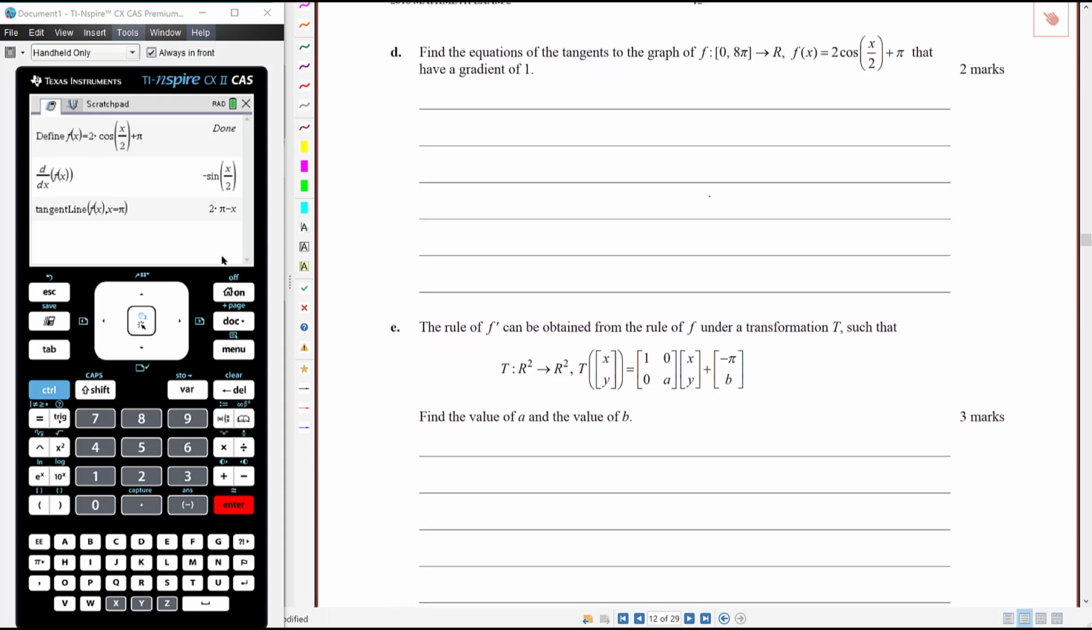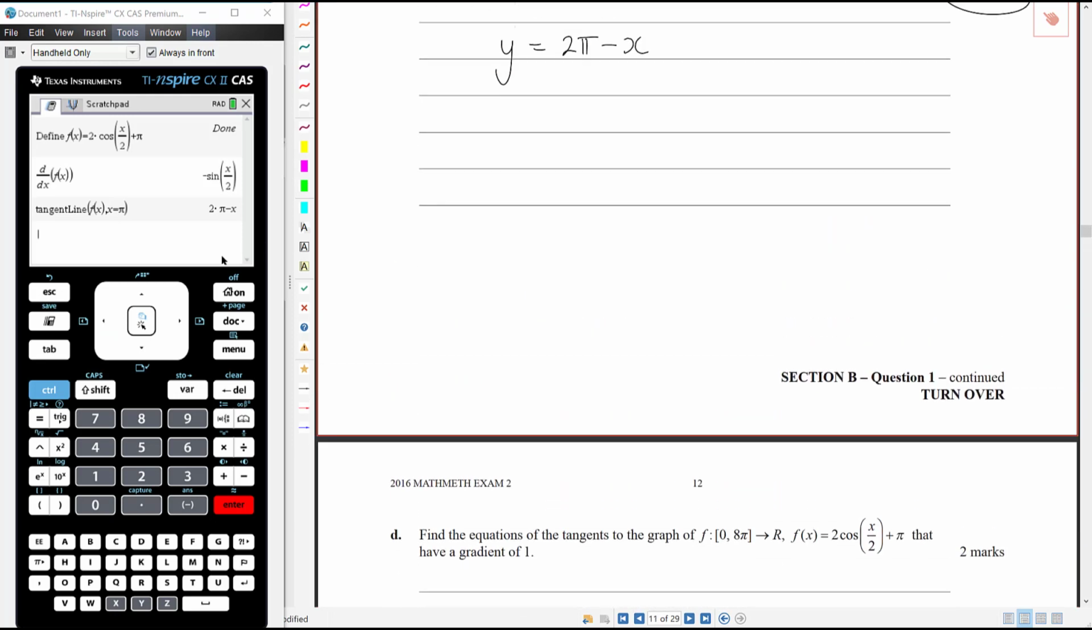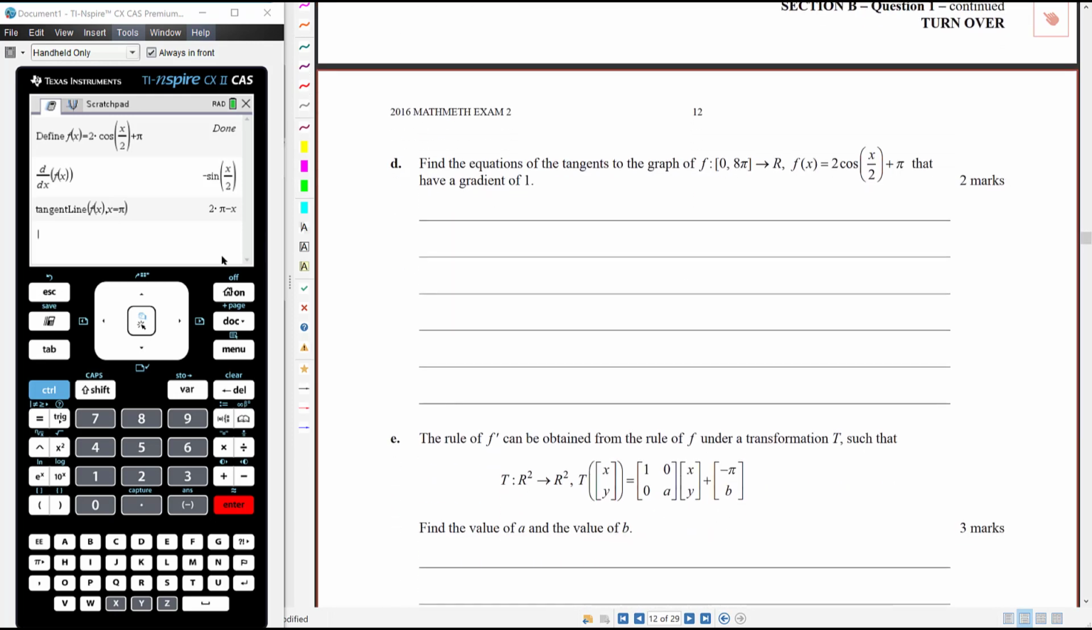Part D, find the equations of the tangents to the graph of f, that's the same f, isn't it? Hasn't changed. Yep. That have a gradient of 1. Okay, so our tangent here had a gradient of -1, so we want to find the equations of the tangents that have a gradient of 1.